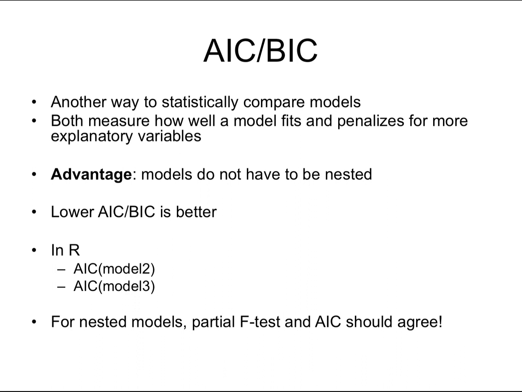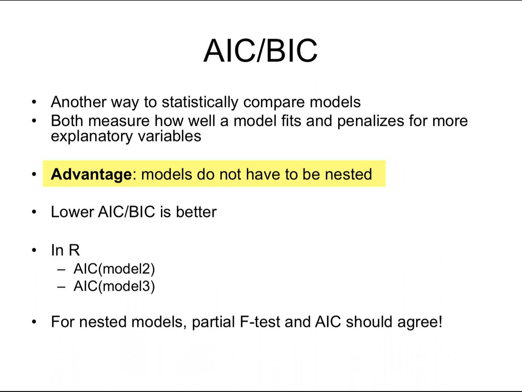The second method for assessing model fit is to use the AIC or BIC. Both the AIC and BIC measure how well a model fits and penalize for more explanatory variables. The BIC just penalizes more harshly for the number of parameters. The main advantage of using the AIC or BIC to assess model fit is that the models do not necessarily have to be nested like they do with the partial f-test. The AIC and BIC can be used to compare nested models, but this is not necessary.